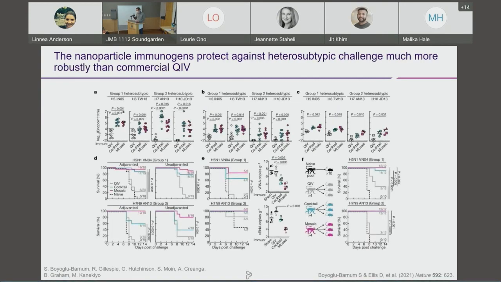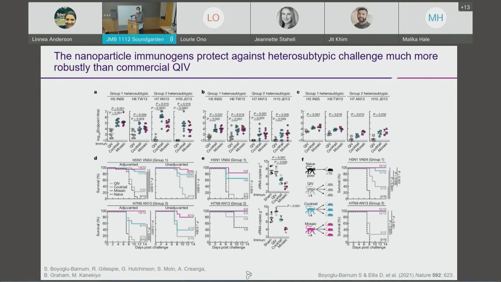And then we looked even further afield. We looked at heterosubtypic responses, so things like H5N1 bird flu, H7N9, distant cousins on the flu family tree. And here's where we saw real differences from the seasonal vaccines. So in many cases, you get very poor responses against these heterosubtypic hemagglutinins, but the nanoparticle vaccines actually provide pretty robust responses.